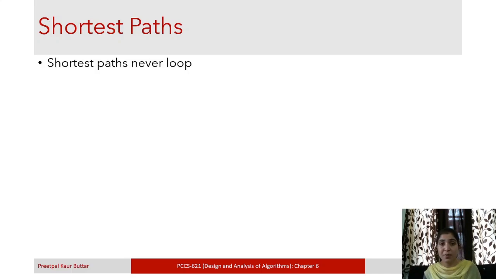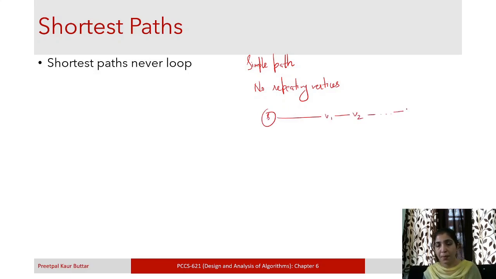Okay, so what are shortest paths? Shortest paths are simple paths. If you are able to recall, the definition of a simple path is a path which has no repeating vertices. The vertices do not repeat. Okay, so it means the edges also do not repeat. Okay, so there is a source and there are some intermediate vertices and there is a destination.